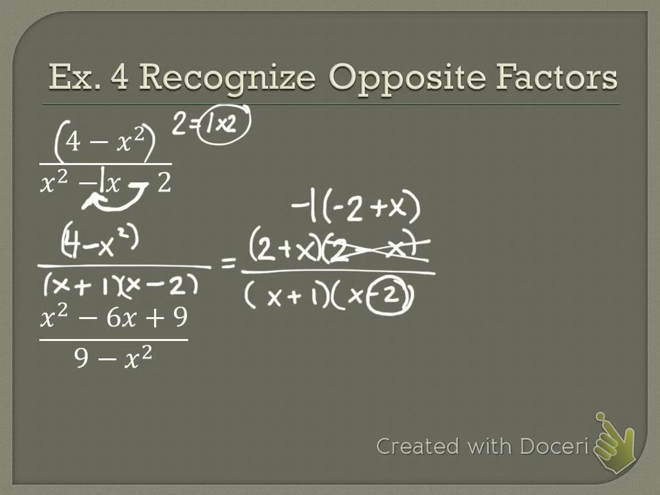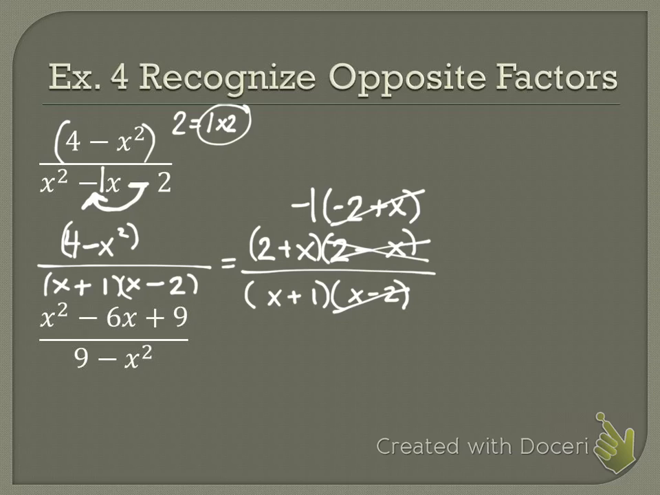Is x positive or negative on the denominator? Not x. Is 2 positive or negative in the denominator? Negative. Is 2 positive or negative in the numerator? Negative. So even though they're written backwards, they're still the exact same. So now I know I can cancel those out. Okay, now I know I can cancel those out.